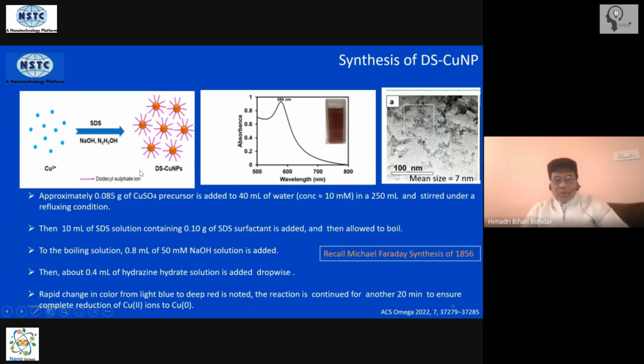Okay, after this is formed, then you take the UV-visible spectra. There is a characteristic peak at 580 nanometer, and this is how it looks like.